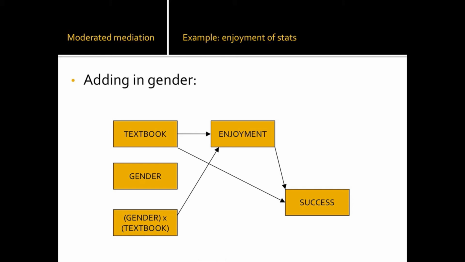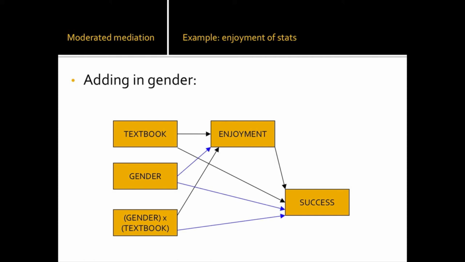Now, that's it really for this moderated mediation, but then there are these other arrows that sometimes clutter up these diagrams and make them a little harder to interpret. So initially we just have this moderation, like I mentioned. Gender is influencing the textbook to enjoyment relationship, such that only males are enjoying stats more based on the textbook, as opposed to females. There's no such relationship. Okay, so we have that.